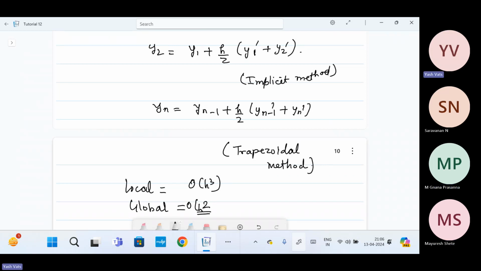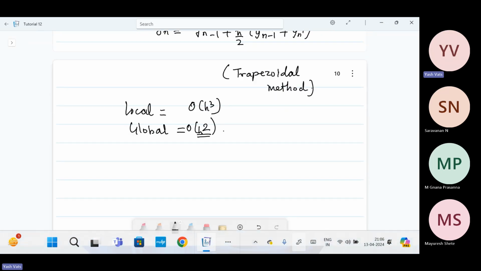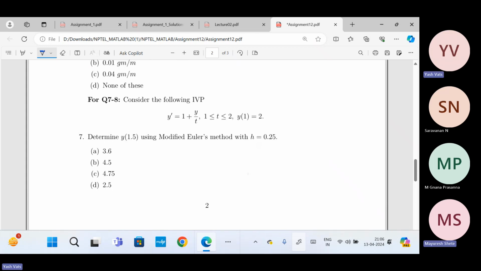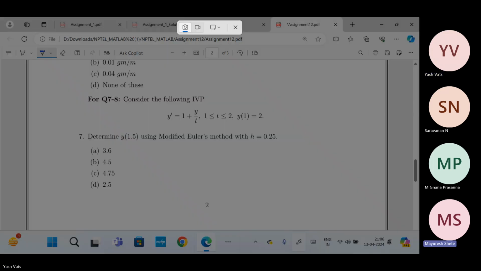Order of h square, basically. All right, we just discussed one example for this. In this example, y dash is 1 plus y by t. I just record this. Yes, just one question.